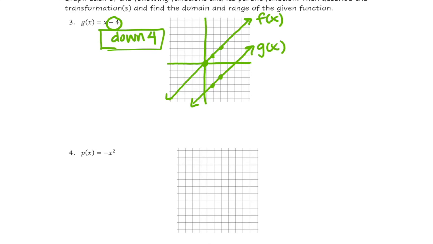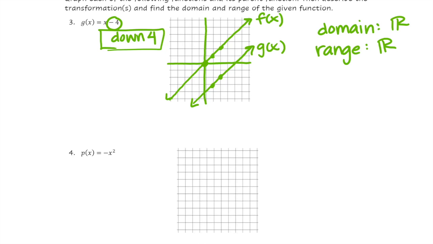The domain has to do with all the x's, both of which have arrows on the end, so the domain is all real numbers for both of these. And the range, again, those arrows mean it's going to go down forever and up forever, so it still is going to have a range of all real numbers. Okay, so that had to do with our linear function.